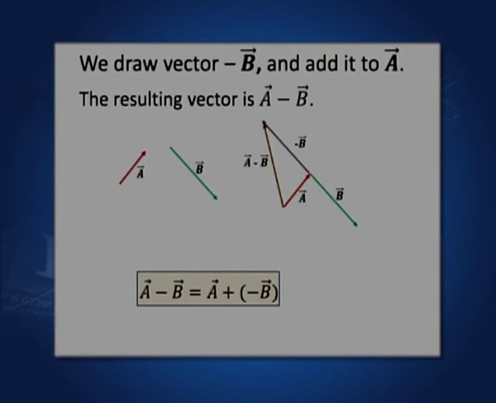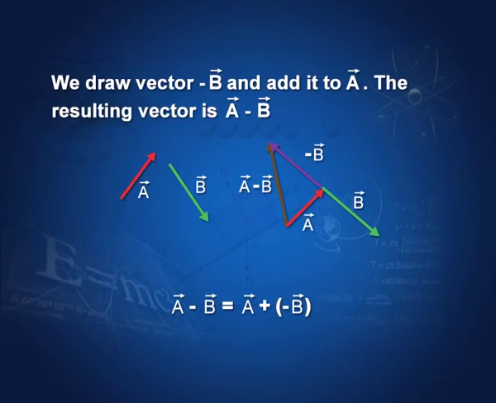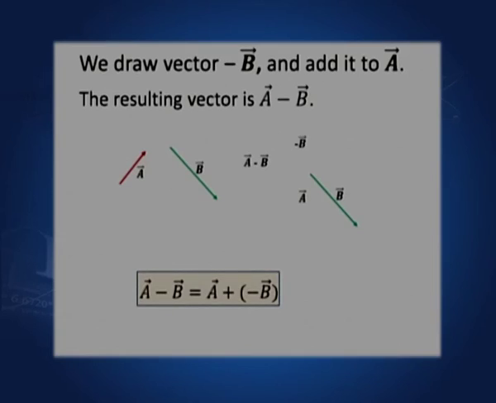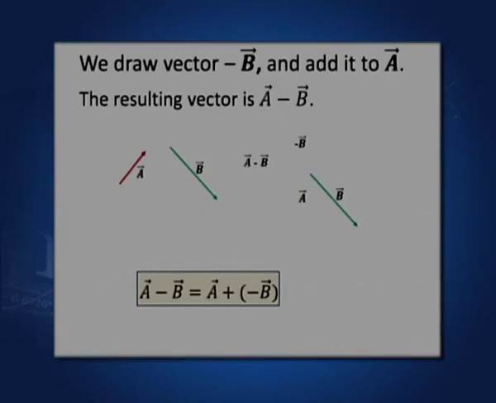Subtraction of vectors is equivalent to addition with one vector carrying a negative sign. So, subtraction of B from A is addition of minus B to A, and we follow the procedure of addition. Let me repeat this once again. We have two vectors A and B. I want to subtract B from A. That means I want to add minus B to A. So, I shall draw A, I shall draw minus B, and then add A and minus B.